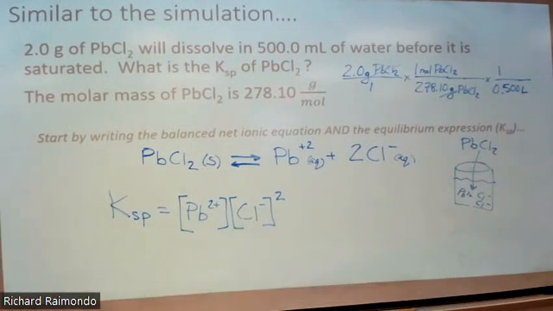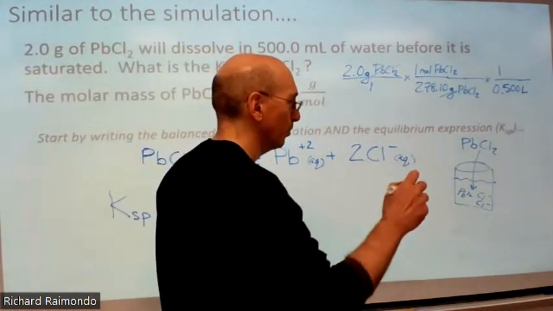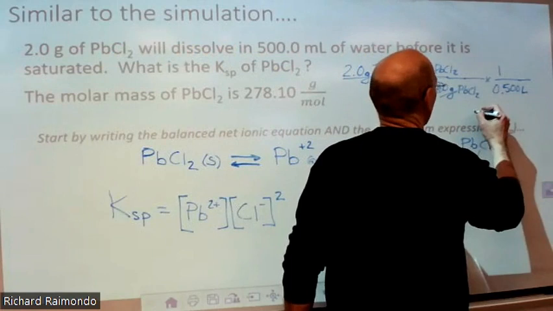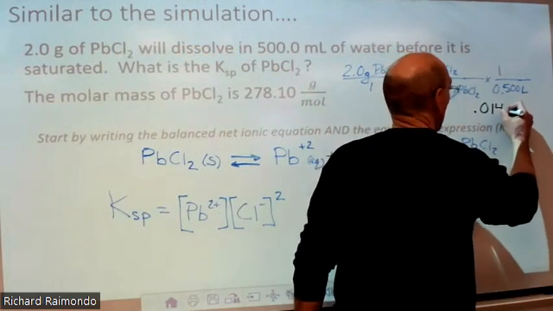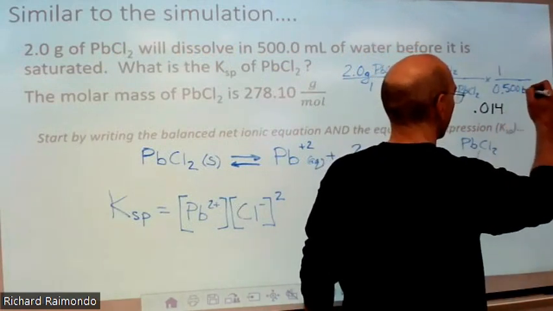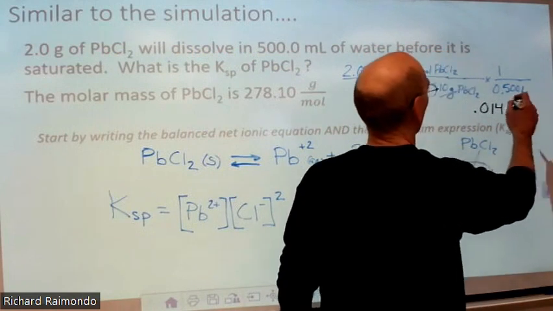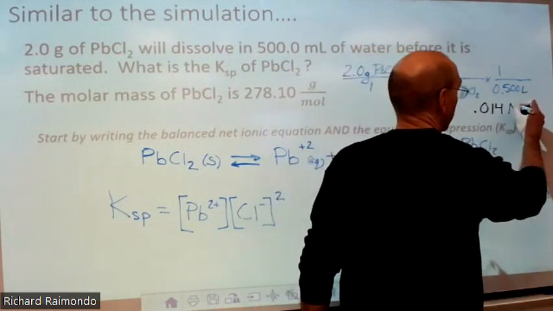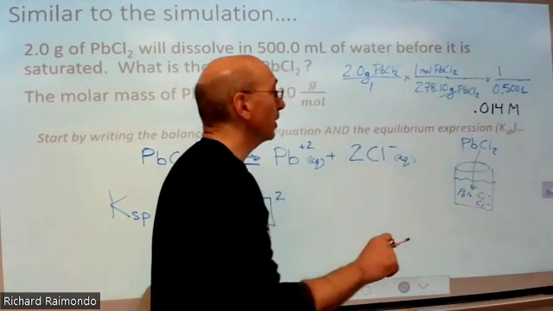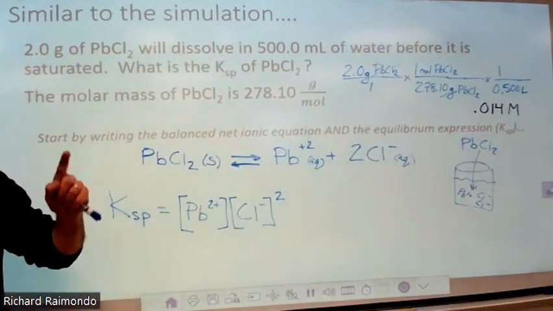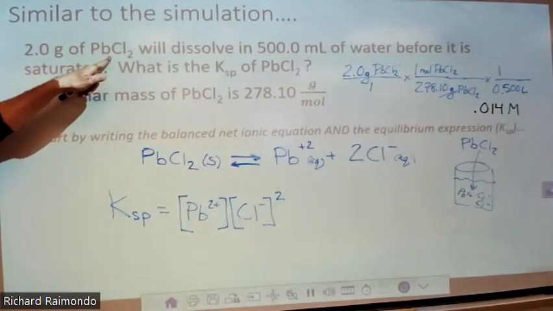Anybody disagree? 0.14? 0.14 or 0.01? 0.014. All right. So 0.014, units: moles over liters or big M, right? So moles over liters. Good. Now, this is the molar solubility of this compound.